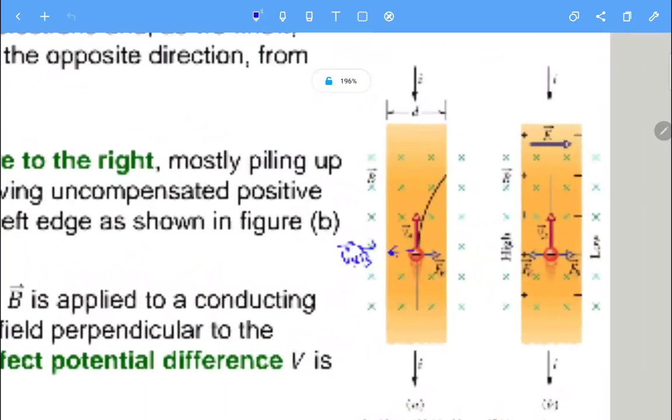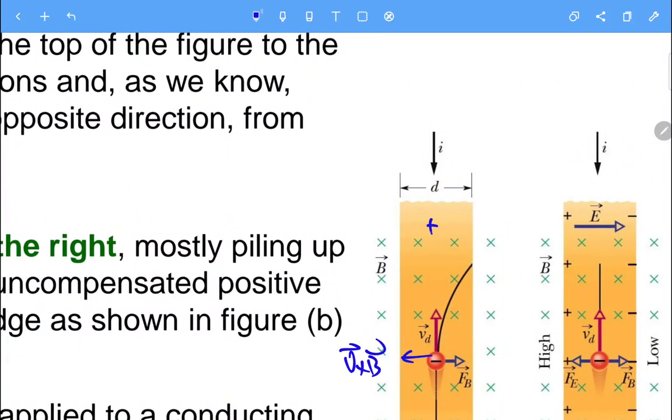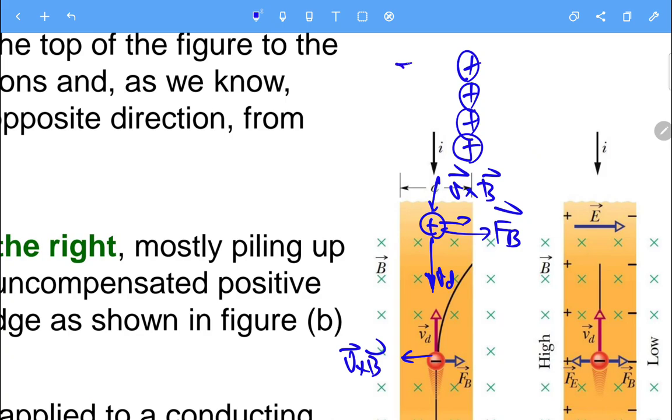And I can also mention that if it is a positive charge, then there will be some difference, because if you assume there is a positive charge going downward, so this is the v_d. Okay, so here, v cross B, v pointing downward, B into the page. So v cross B points to the right side, and F_B also points to the right side. Right? So in this case, the positive charge accumulates on the right side, and the negative charge on the left side. In this case, F_B points to the right side, and then the E field like this.